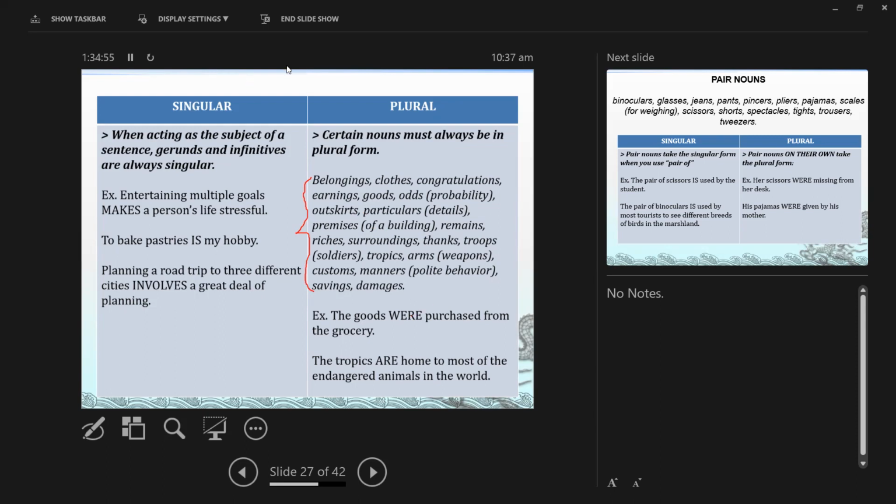Nakaka-distract ba yung tunog? Medyo, no? Ha? Pero, sabi ni Cesar, ano lang daw yan yung battery ng smoke detector.